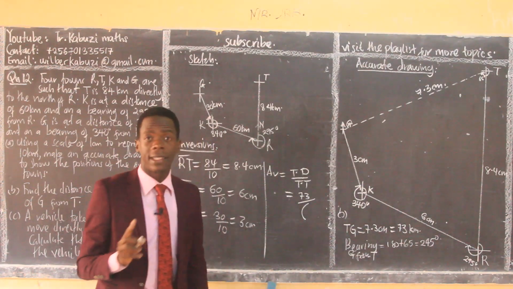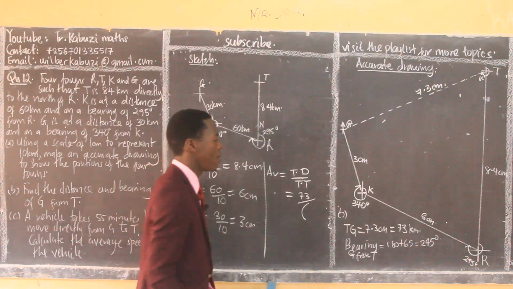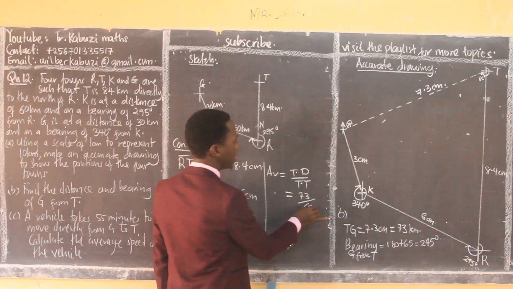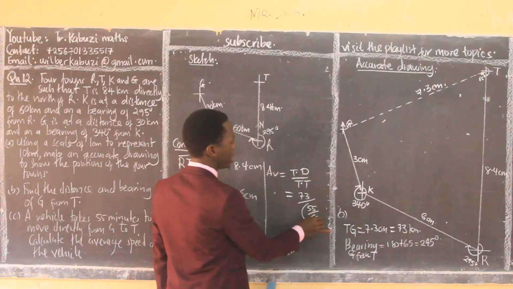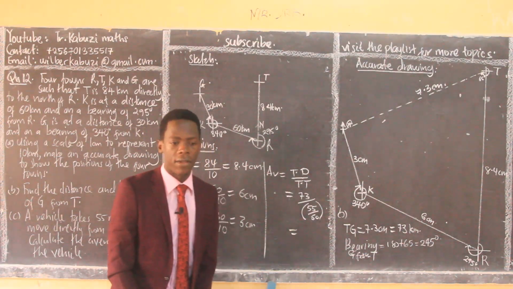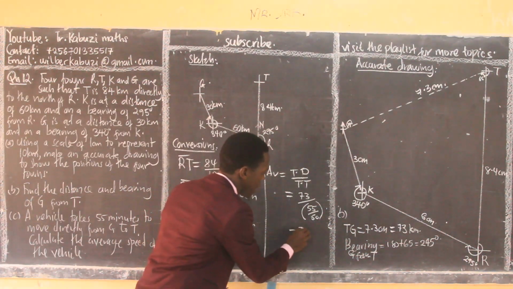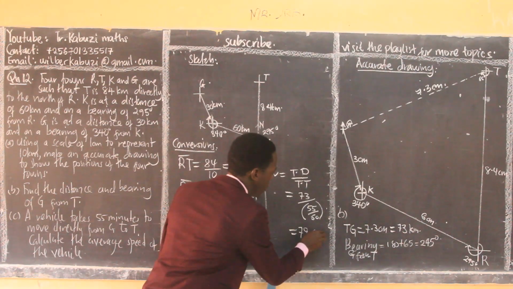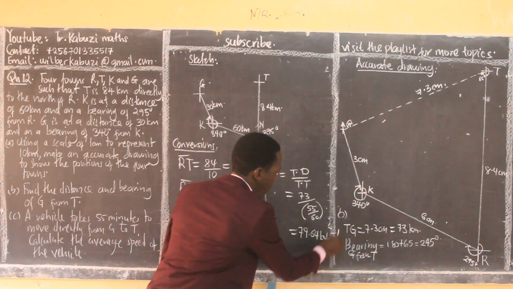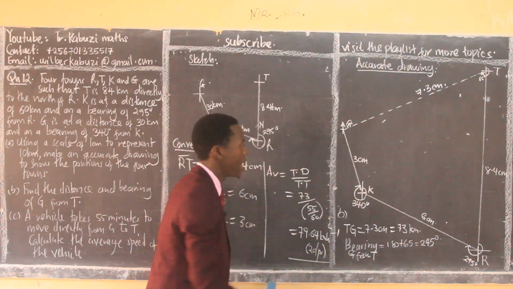But remember, they gave us the time in minutes. So they gave us 55 minutes. So now I have to convert to hours by dividing by 60. So 55 divided by 60. So now what I will get is going to be the average speed. And when I press my calculator there, I get 79.64 kilometers per hour. And now I'm giving my answer to 2 decimal places. That will be the answer.